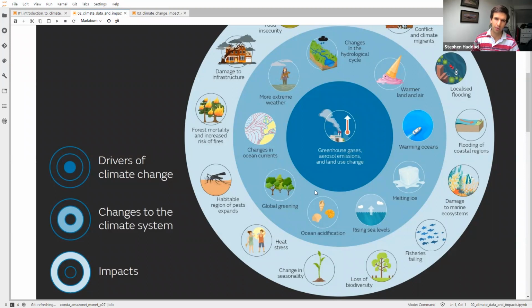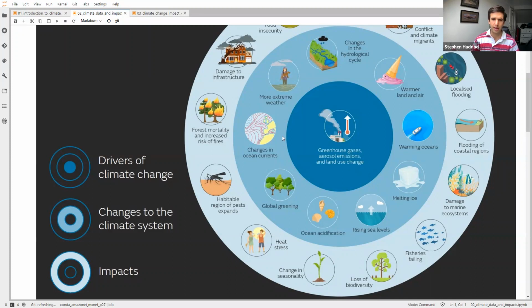And the way that happens is that they affect the climate system, and they affect it in a variety of ways. So the oceans warm, ice melts, sea levels rise, changes in weather patterns, more frequent extreme weather. Those are all changes to climate variables in our climate system. But that ultimately impacts people through the outer circle, which is the impacts circle.